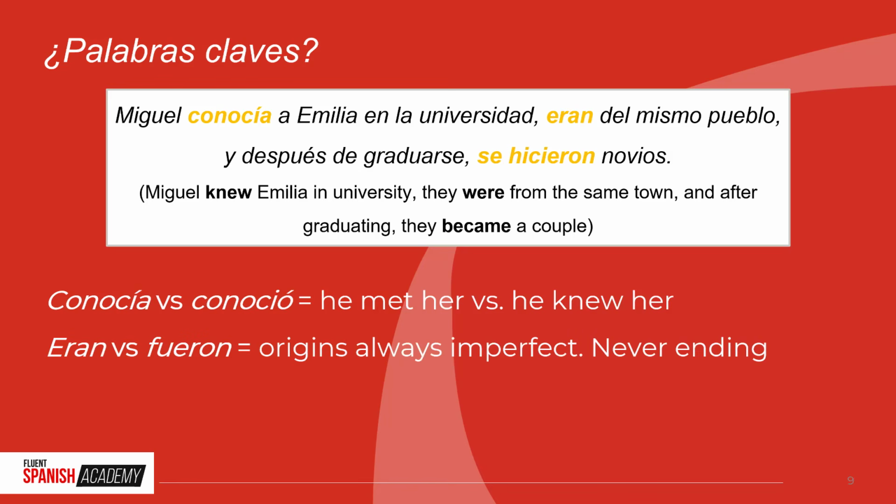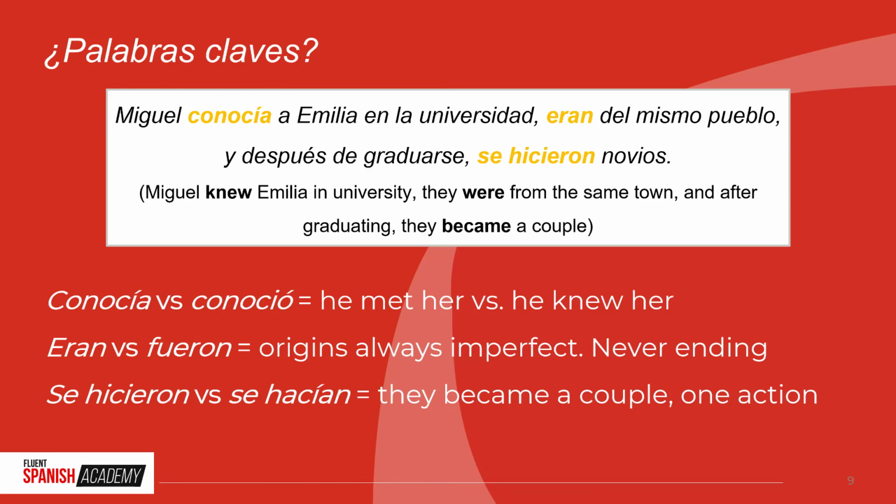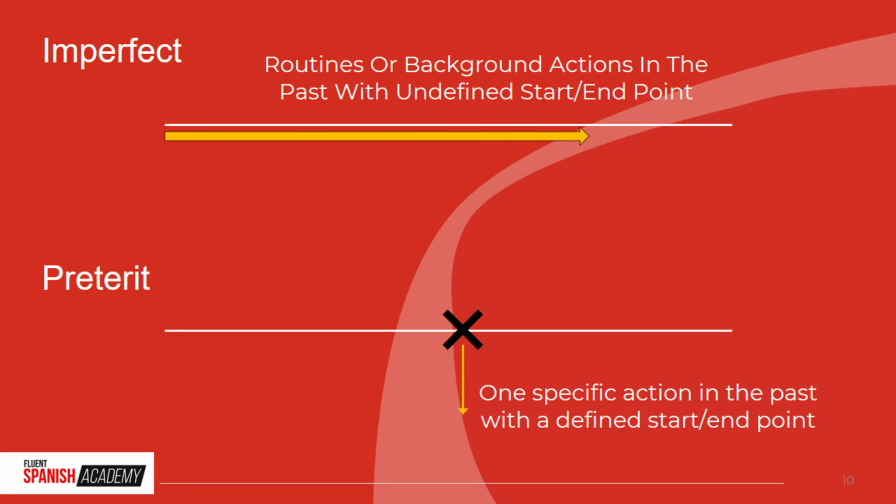Lastly, se hicieron novios. This uses the preterit to indicate that at a specific moment they became a couple. Se hicieron novios. This has a clear starting point to it and it is a very specific action. Now, to wrap up, let's look at our timeline drawings again so that we can see this very clearly.